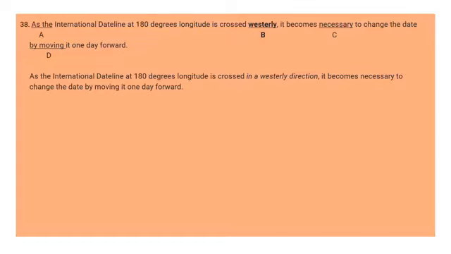The westerly is a kind of adjective and adverb form. The word westerly means in a westward position or direction. The word westerly needs a preposition to make the sentence correct. So it should be in a westerly direction, since it refers to a place or position. Therefore, the sentence of this number 38 should be: as the international dateline at 180 degrees longitude is crossed in a westerly direction, it becomes necessary to change the date by moving it one day forward.